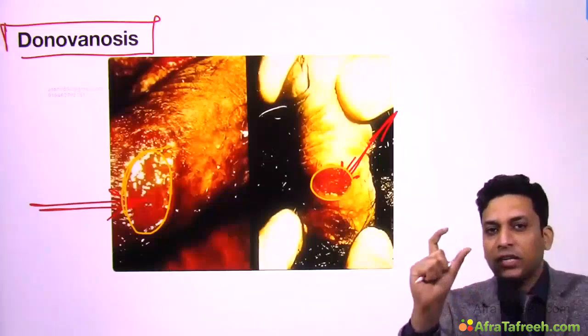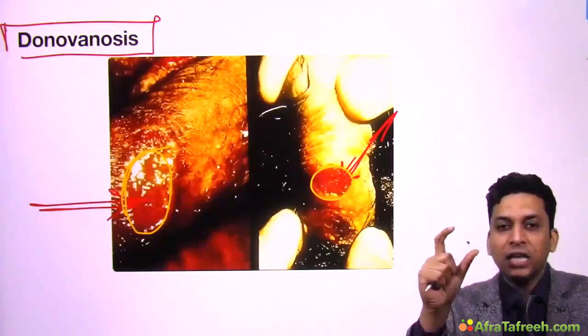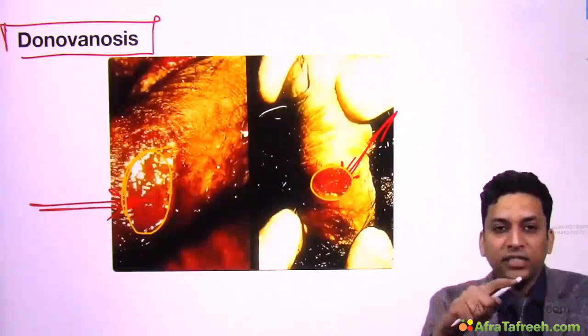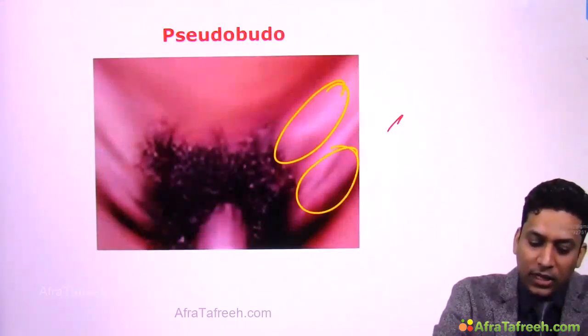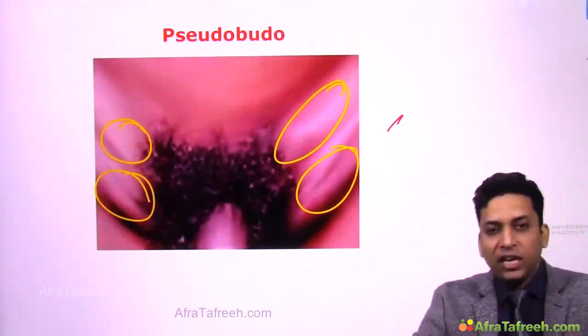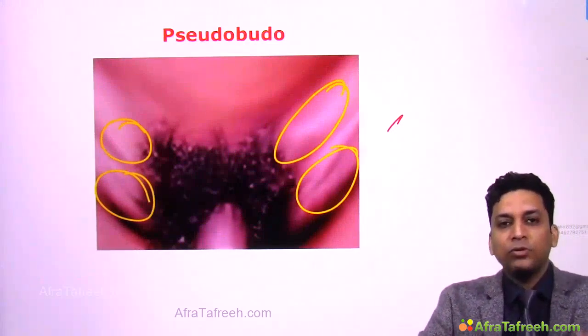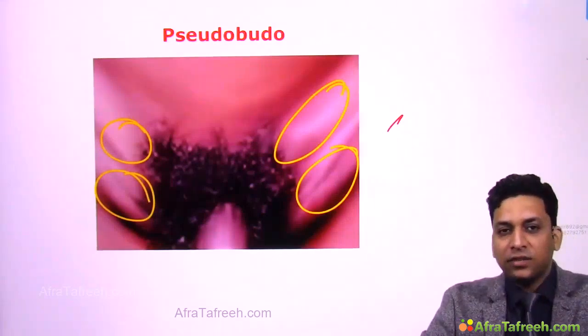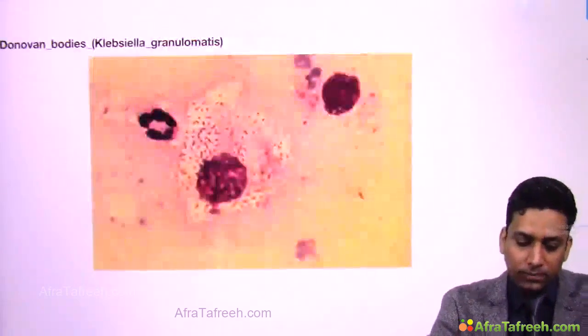And if you look at the inguinal areas, you won't find any lymphadenopathy. Instead, sometimes swellings might be present which are known as pseudobuboes. So there might be swellings in the inguinal area which might mimic lymph nodes, but these are not lymph nodes, these are subcutaneous nodules. So pseudobuboes are the characteristic feature seen in donovanosis.